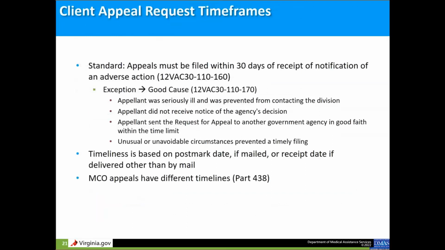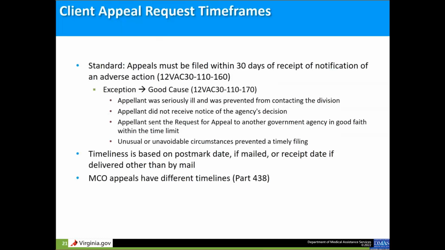Members are granted a timely filing window for filing their appeals. Under normal circumstances, the Virginia Administrative Code requires that an appeal be filed within 30 days of receipt of the notification. The code presumes receipt of the notice within 5 days of mailing. As a result, the Appeals Division considers an appeal to be timely filed if it is received at DMAS within 35 days of issuance by the local agency.